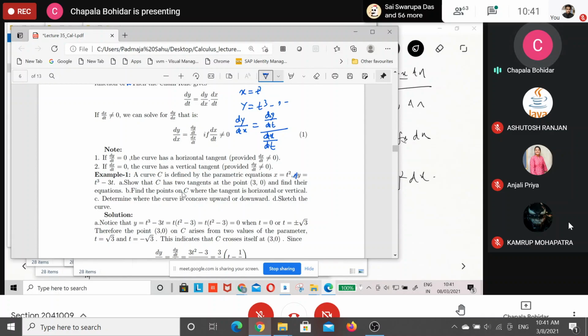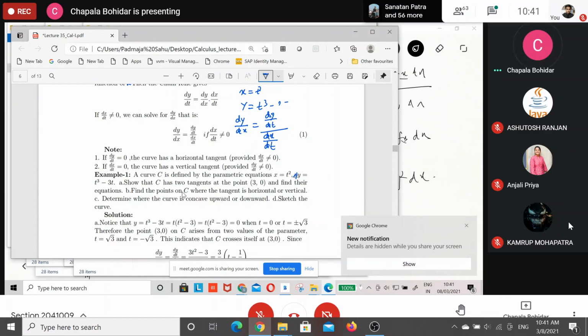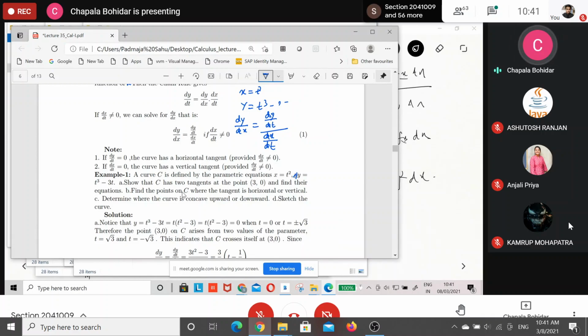We cannot consider t = 0. If I consider t = 0, x is 0 and y is 0. So we consider t = ±√3. Therefore, the point (3, 0) on the curve arises from two values of the parameter, t = +√3 and t = −√3. So for t = +√3, what value are we getting here?